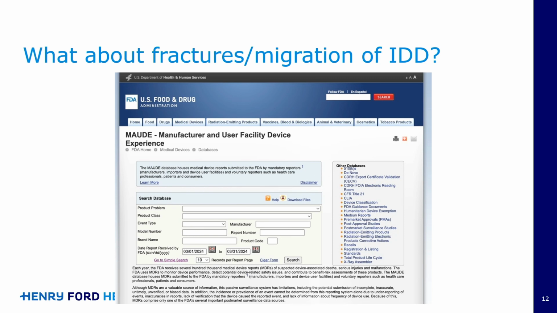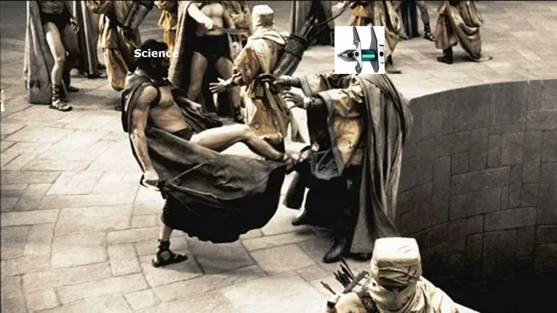So what's notable with the X-Stop device is they had quite a bit of device fractures, and that caused Medtronic to pull it off the market. So that's round one, looking at the interspinous distraction devices.